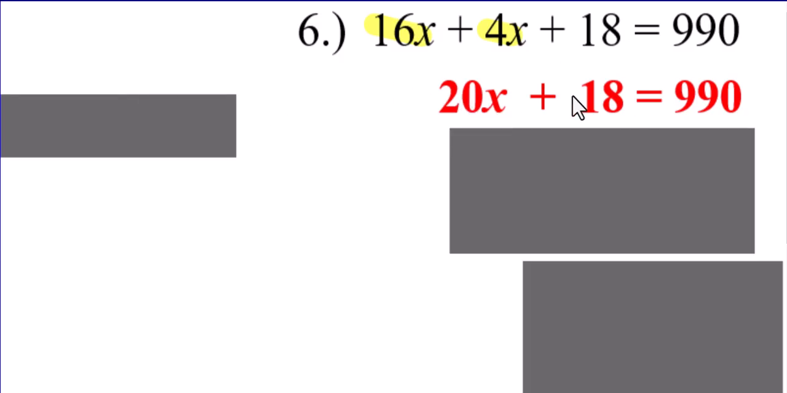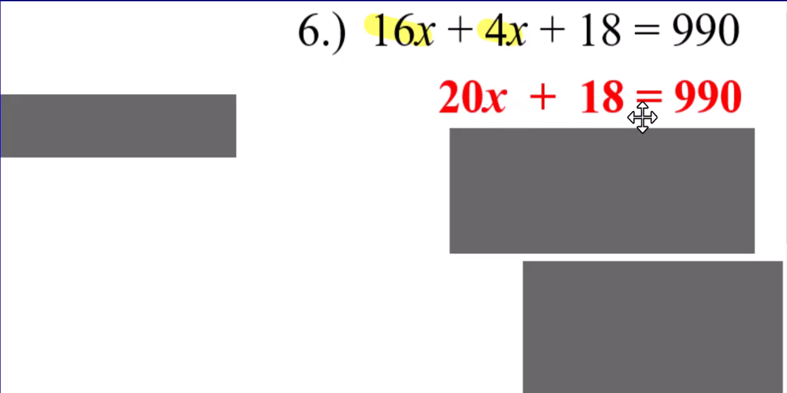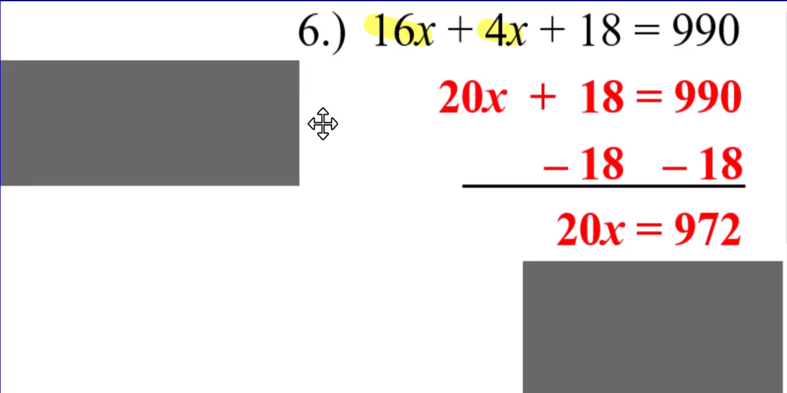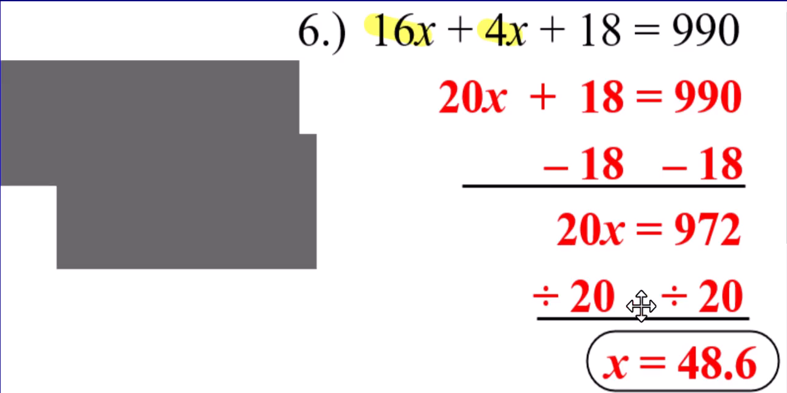And then you're going to have to solve this the same way we solved problem number, which one was it? Was it number 5, where there's two things happening. The variable is being multiplied and then added. Inverse of adding is subtracting. That's going to give you 972. Inverse of multiplying by 20 is dividing by 20, and that's going to give you 48.6.